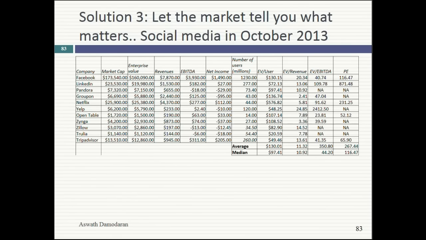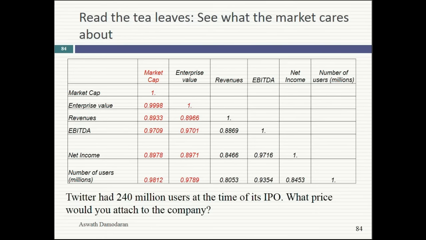So I went and collected data on other social media companies that were already publicly traded, and there's my list right there. I collected the market cap of these companies, which, if it's publicly traded, is out there. And I also collected a bunch of accounting data on all these companies: revenues, EBITDA, EBIT. And I also collected the number of users that each of these companies had. Now I want to figure out how the market is pricing these companies, right? So I wanted to see which variable, which of these things, is the market latching onto? So I opened up my statistics book again and did a correlation matrix.